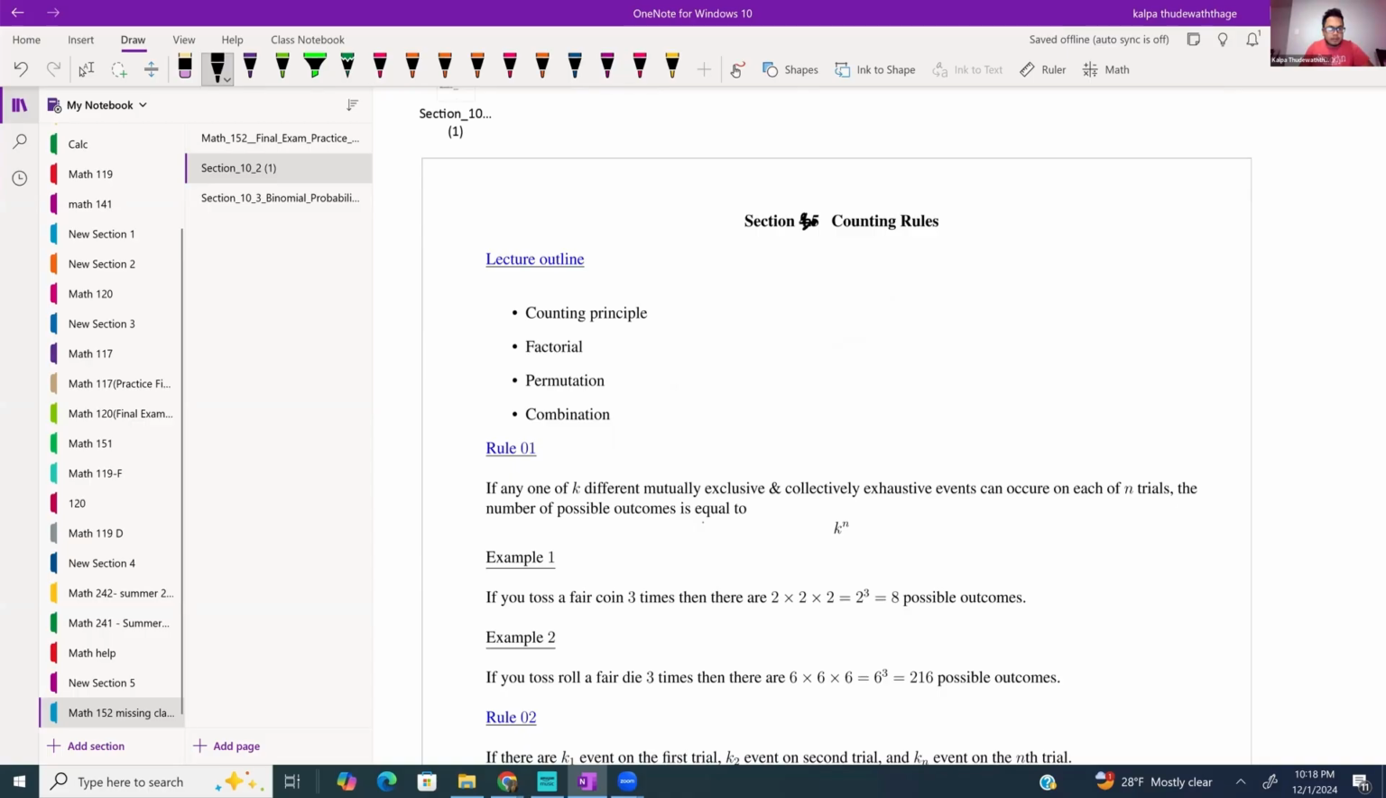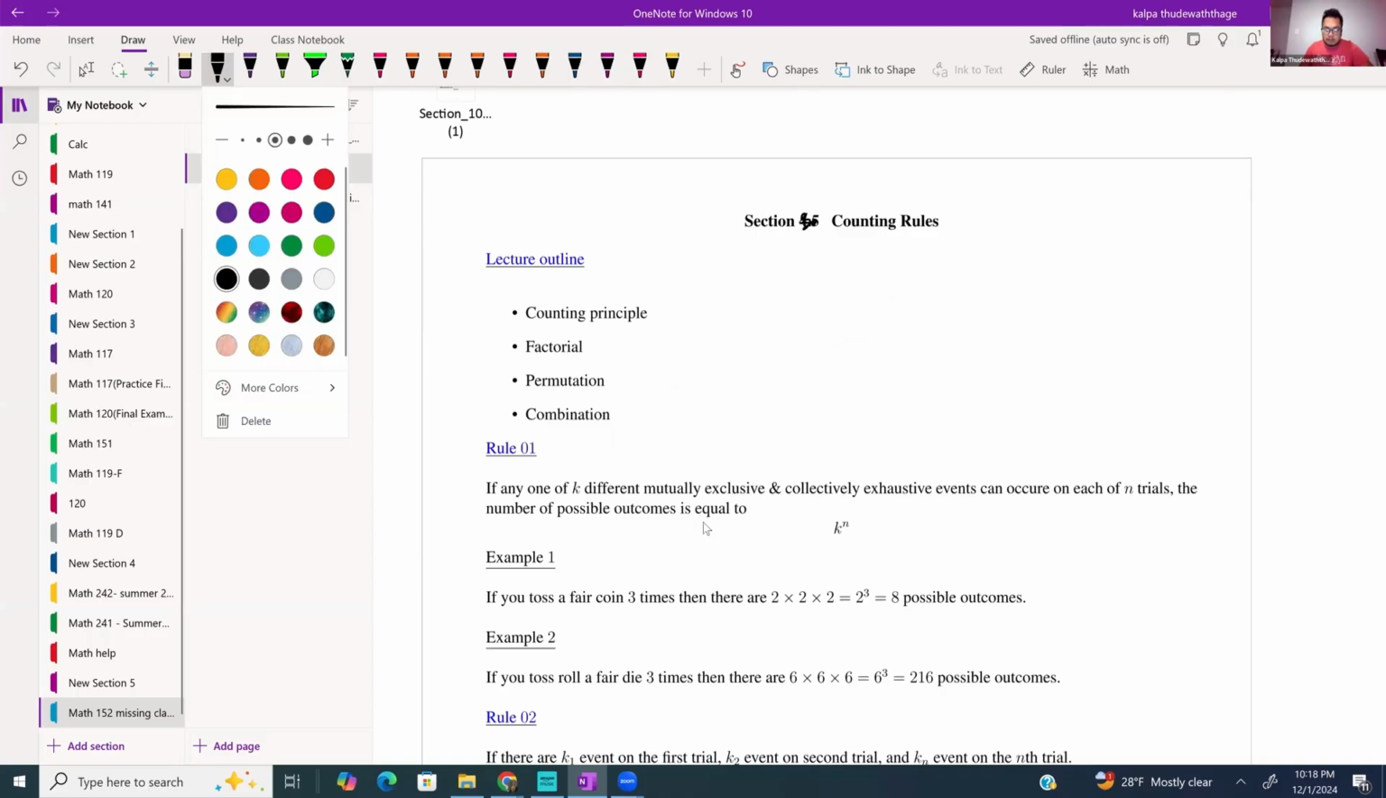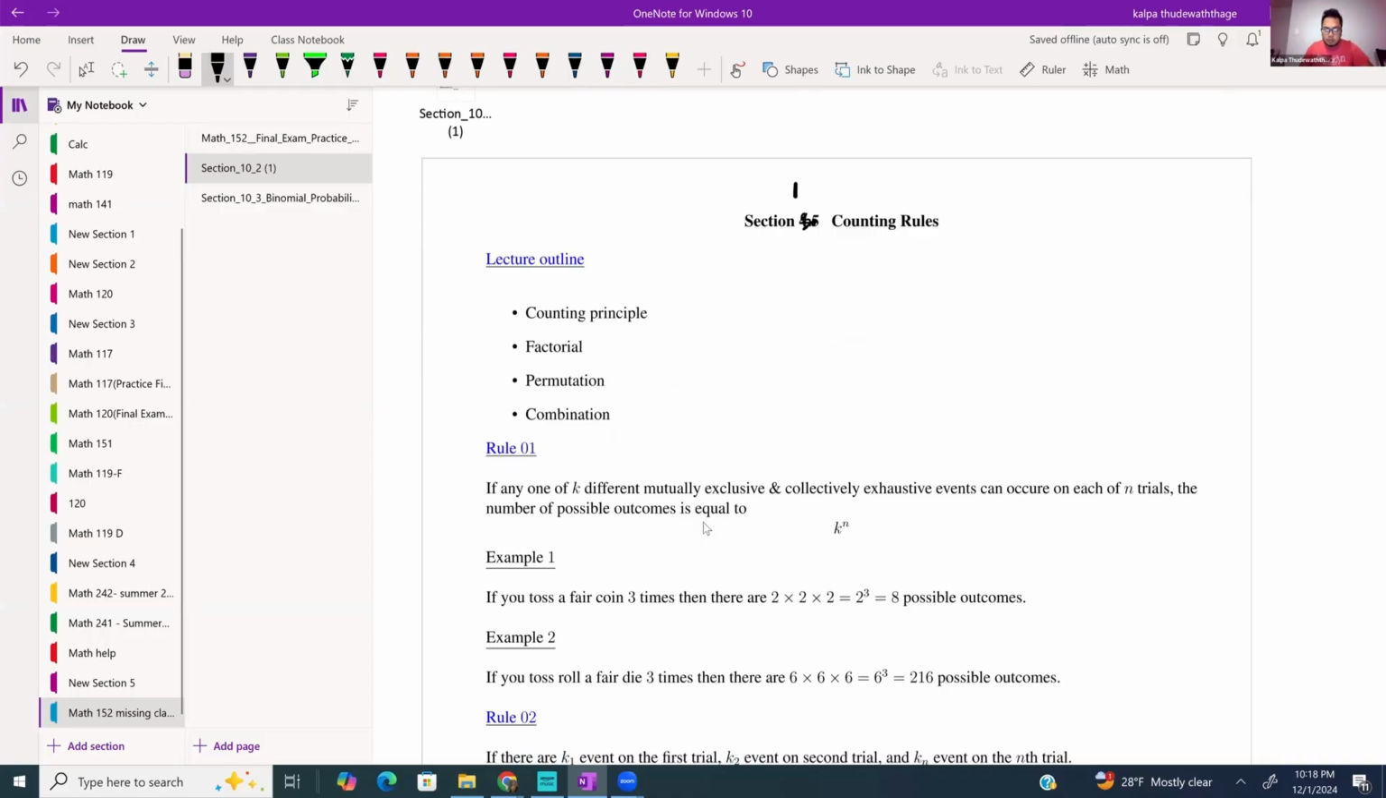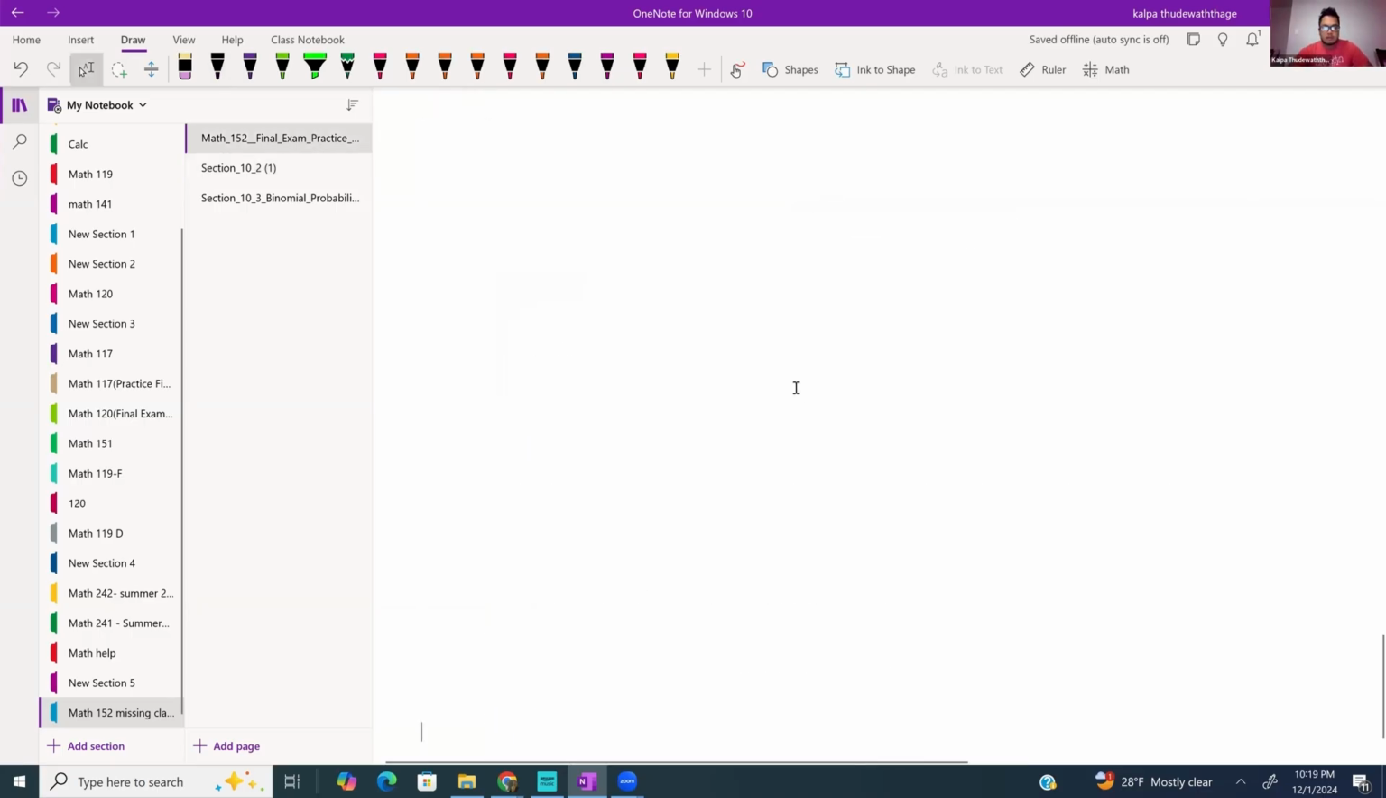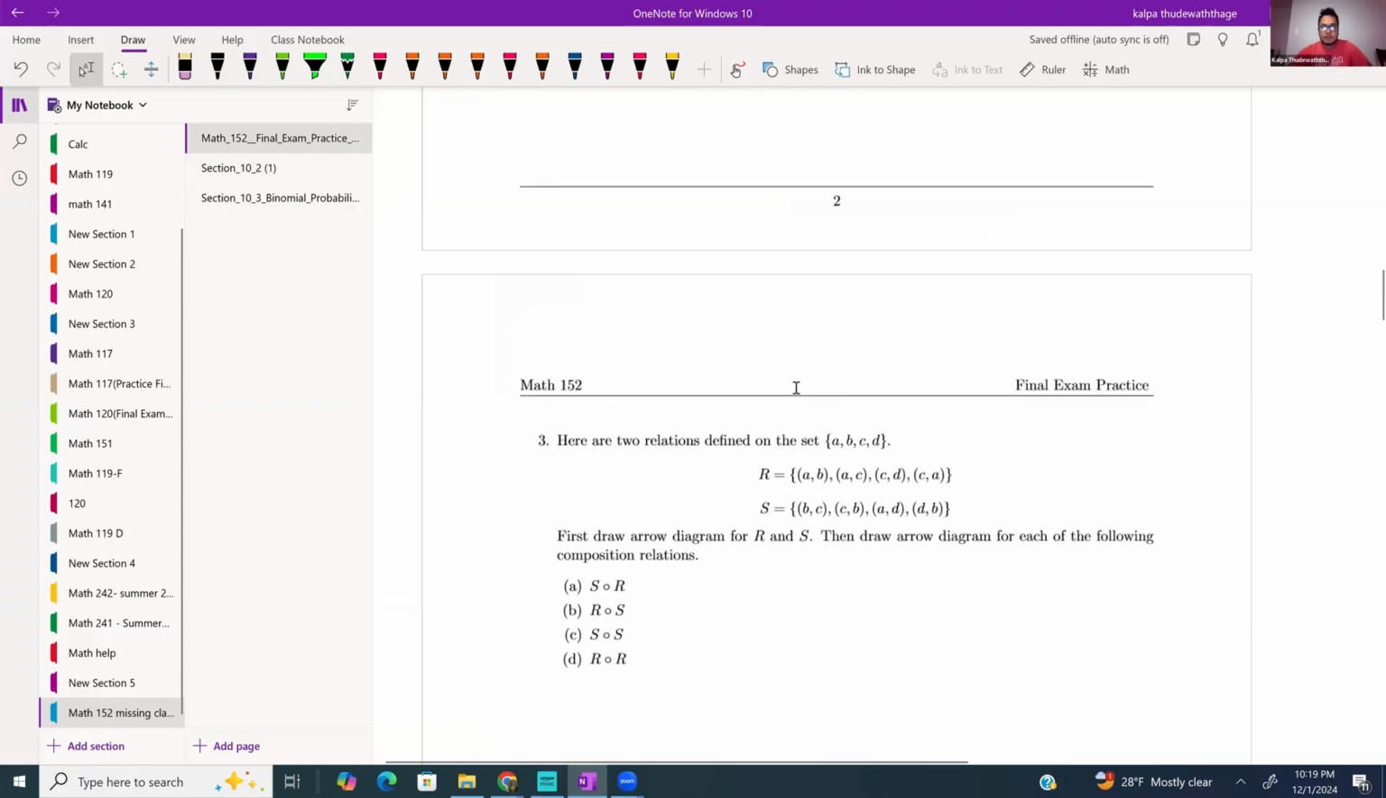Okay, we discussed 10.1. This is 10.2. Actually, we did this section last Monday before the Thanksgiving. That's the last day we met. We discussed counting rules, and you can see I posted a practice problem for the final exam. So let me show you that one as well.